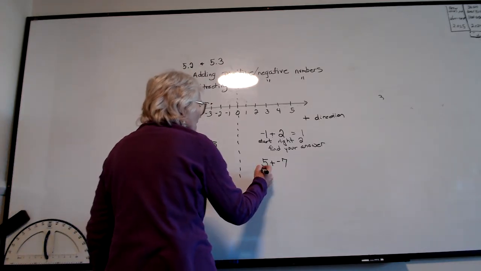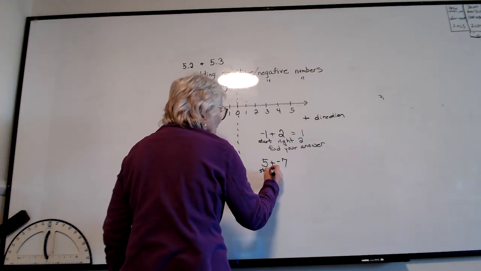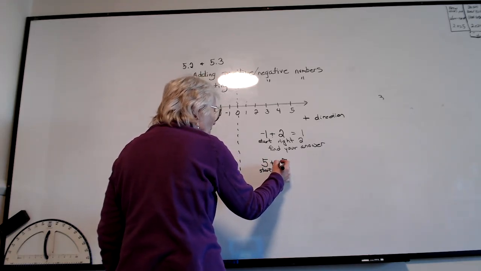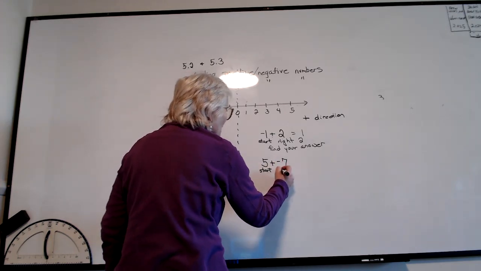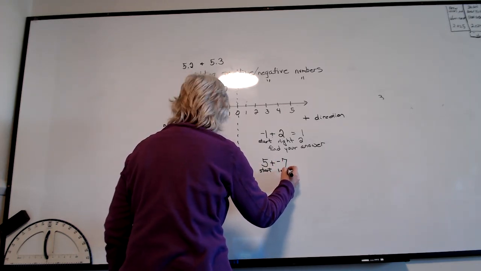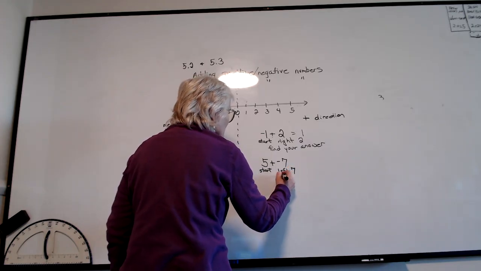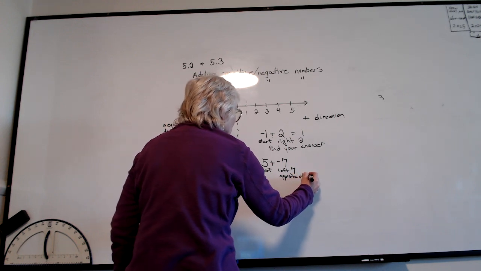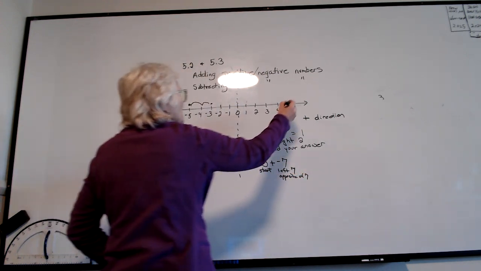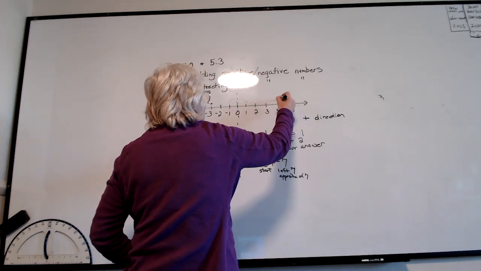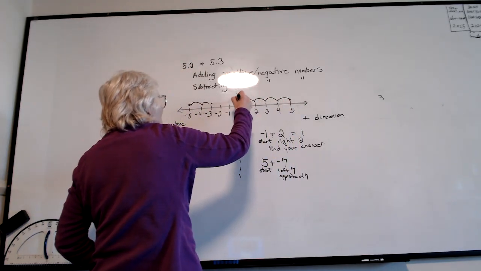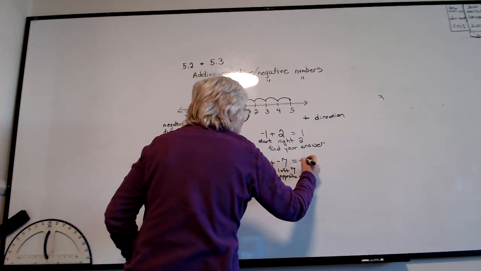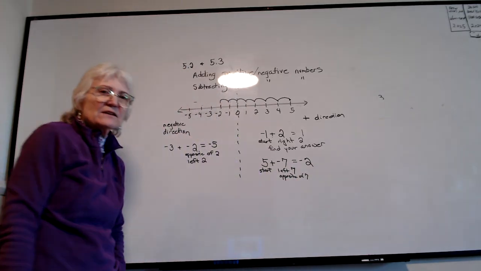Okay, if I have another one that may be 5 plus a -7, again, I'm starting at 5. This says basically I'm going to go the opposite of 7, so that would be to the left 7, because it's the opposite of 7. So if I started at 5 and I go 1, 2, 3, 4, 5, 6, 7, I end up at -2. So my answer here is -2.